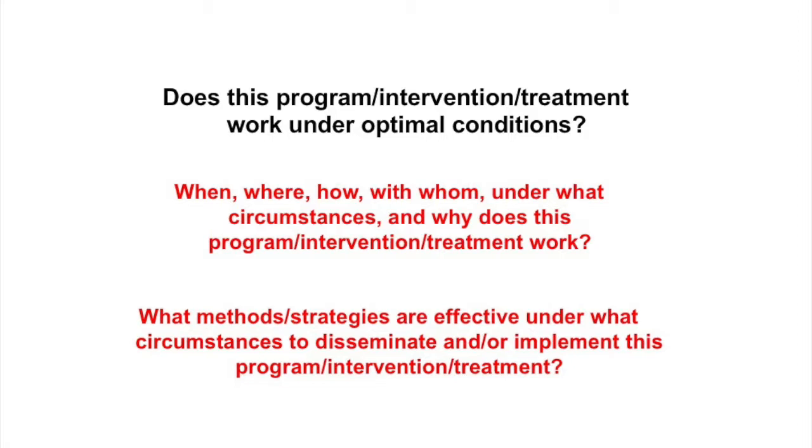When we move into the realm of closer to the D&I stage, then we might ask a question, when, where, how, with whom, under what circumstances, and why does this program work? Or we even ask something like, what methods or strategies are effective under what circumstances to disseminate and or implement this program and intervention? And so when we contrast these two types of questions, the one in black and the two red ones, we realize that we need to think about alternative study designs in many cases. And also when we plan our measurement efforts, we have to consider the complexity of these questions.